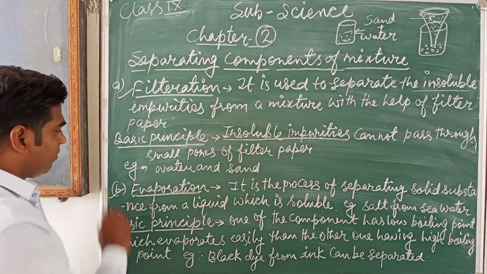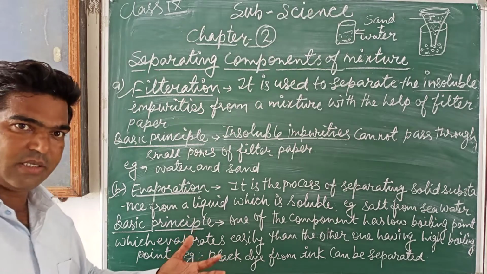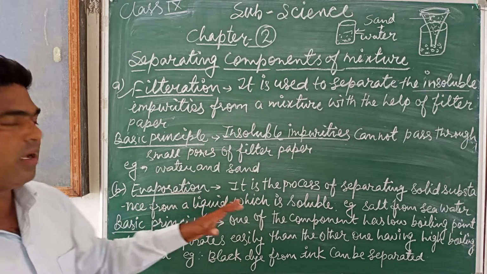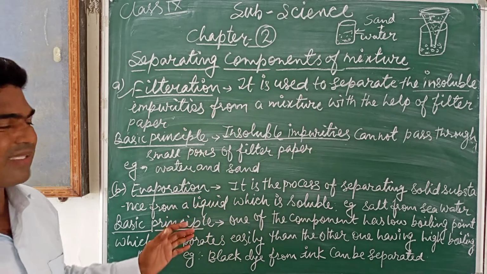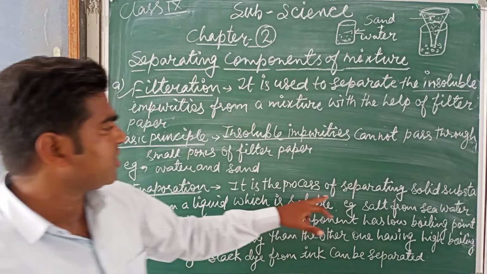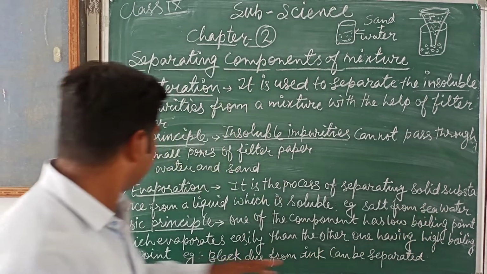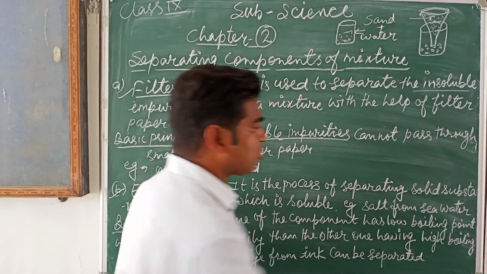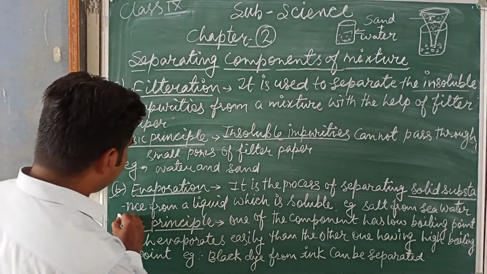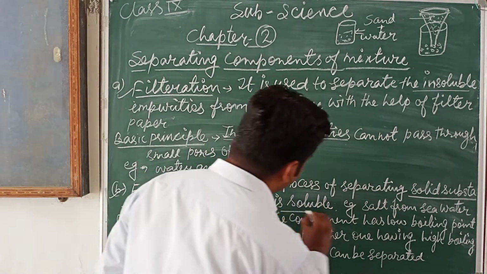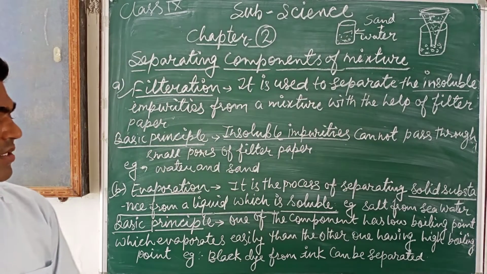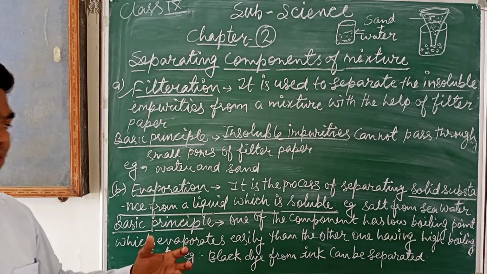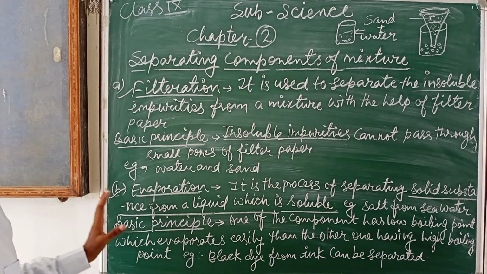Now the next one is evaporation. It is also a very simple process. From the lower classes we have already learned about it, or many times we have discussed this process. It is the process of separating a solid substance from a liquid in which it is soluble, meaning the substance is already dissolved in the mixture.